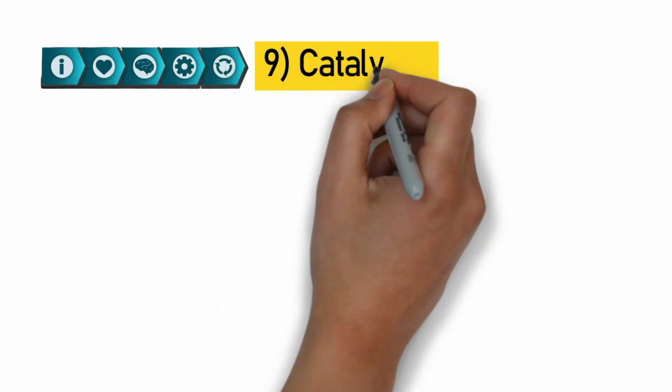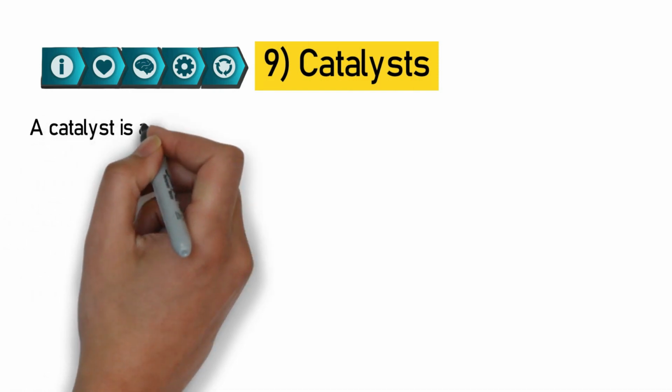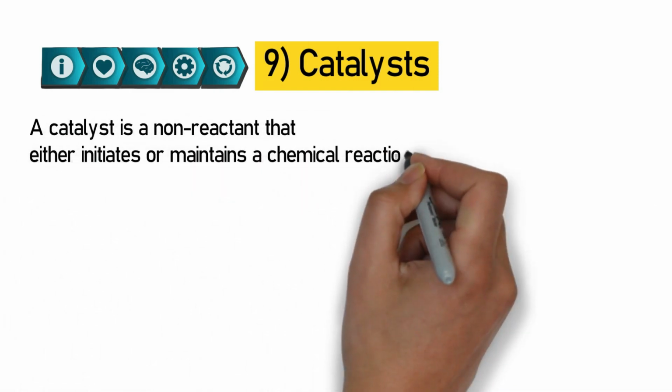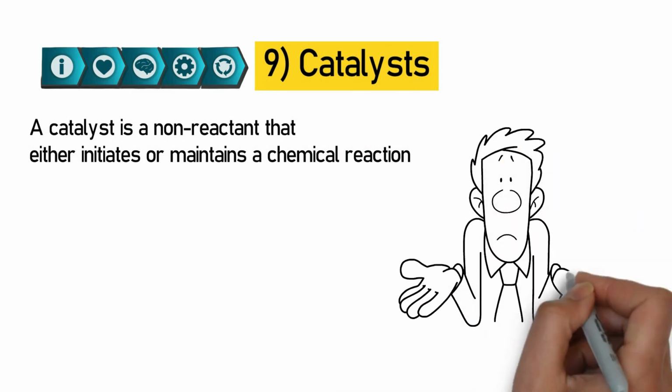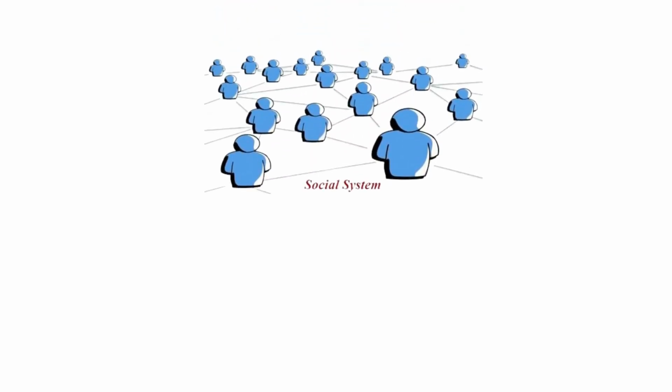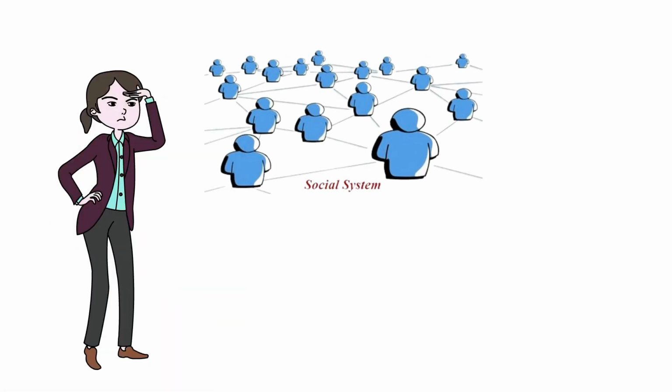Number 9. Catalysts. A catalyst is a non-reactant that either initiates or maintains a chemical reaction. Without the addition of catalysts, the reaction may slow or stop. Of course, social systems share many characteristics, and we can see the catalysts in the same light.